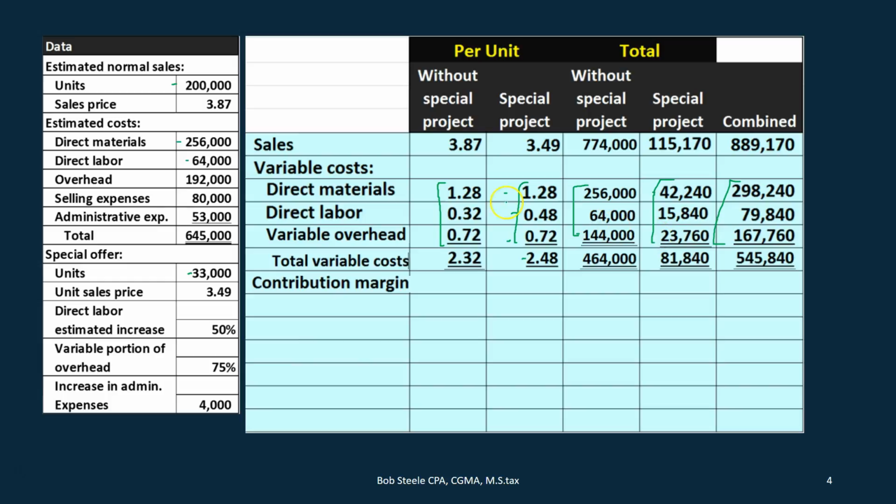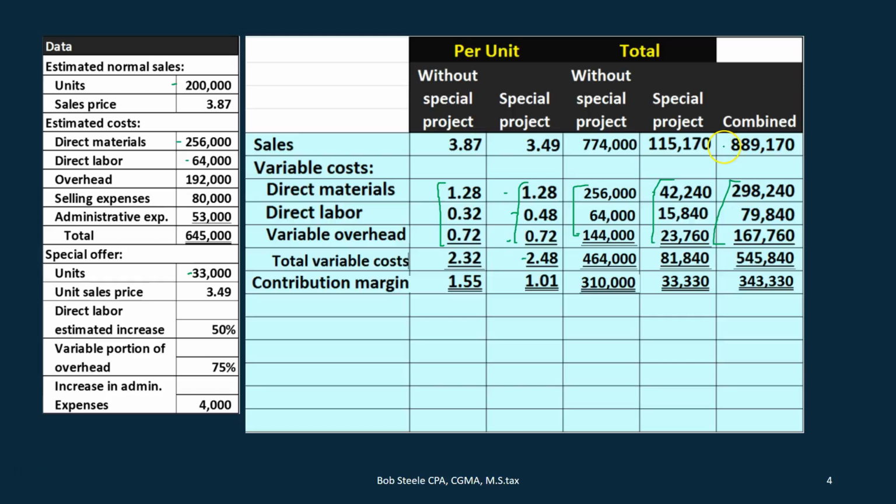Next, we get the contribution margin. Very important contribution margin in this type of analysis, that's going to be the sales less the variable cost. We got the contribution margin per unit of the sales less the variable cost of 155 for the special project. It's the 349 sales per unit less the variable cost per unit. For the total contribution margin, we're going to take the total sales less the variable cost, 310,000, and then we're going to take the special 115,170 less the variable portion, and then if we added these two up, we would get the combined total here.